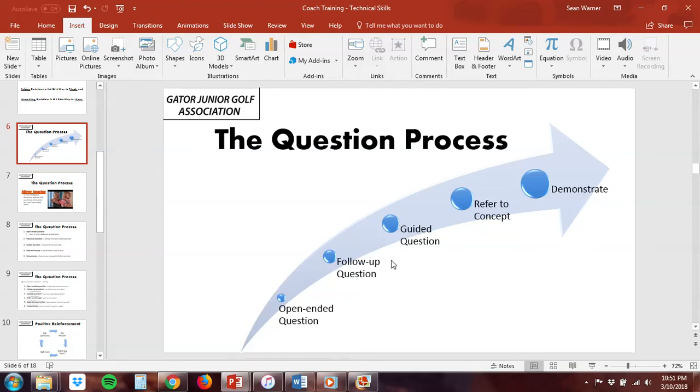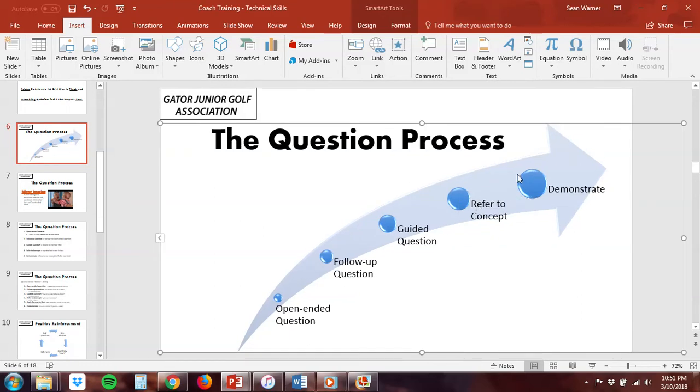As we guide them through this process, we want to refer to the concepts taught by the lead coach in the curriculum: what controls your distance, your direction, what swing letter, all that good stuff. Refer back to the same concepts when you're questioning. Students really get a lot out of that when you do that.